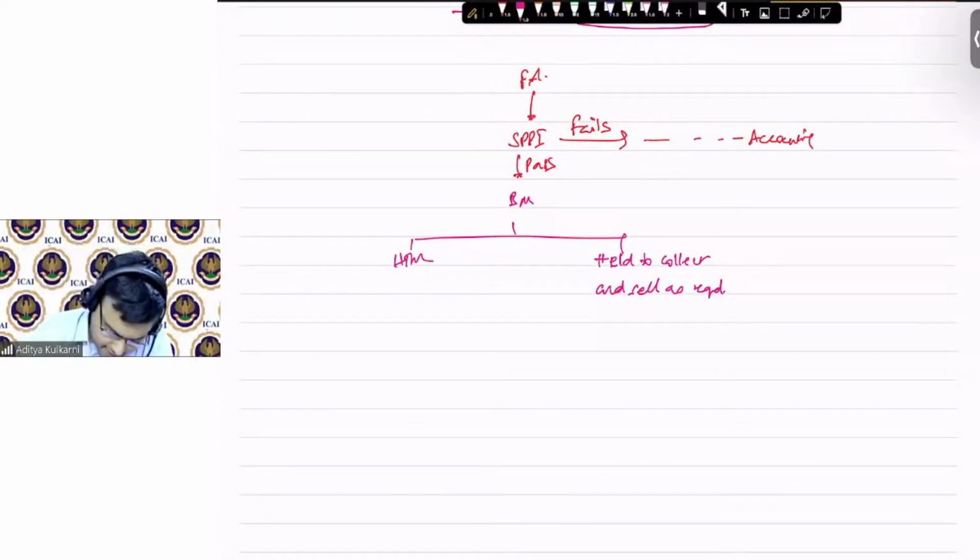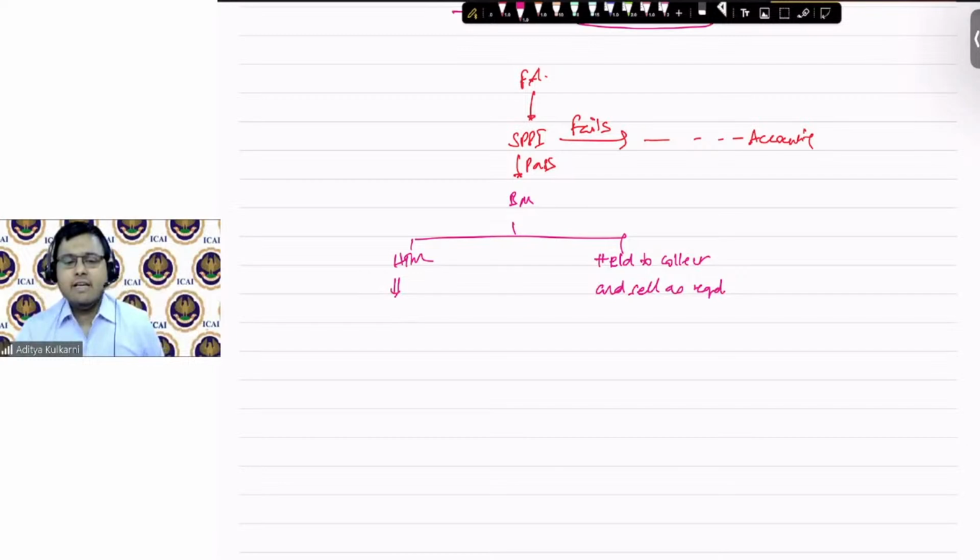Now, why do I do these tests? Okay, see, if I hold to maturity, what is my intention? I want to be passive. I want to just enjoy the interest income which is coming, and I just want to ensure my principal is not suffering. So therefore, do you think the fair value of this financial asset will matter over here?